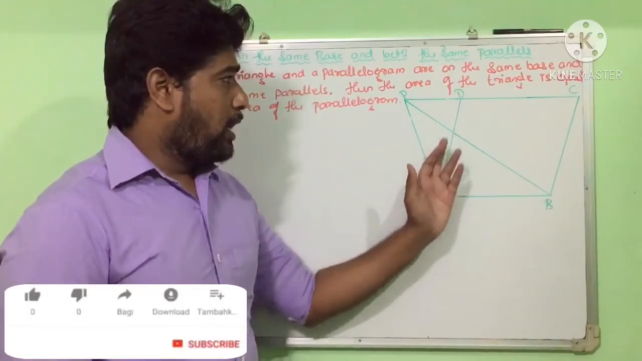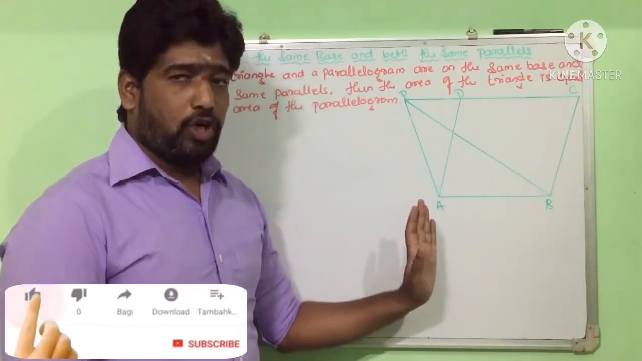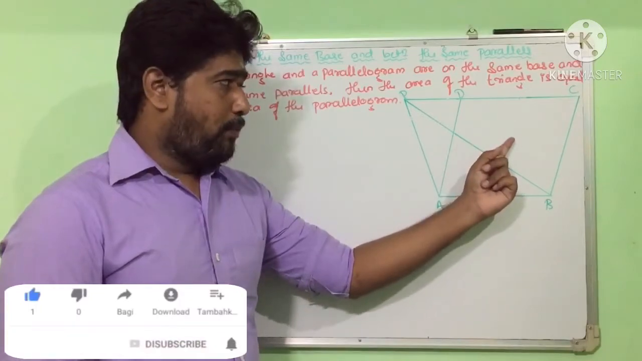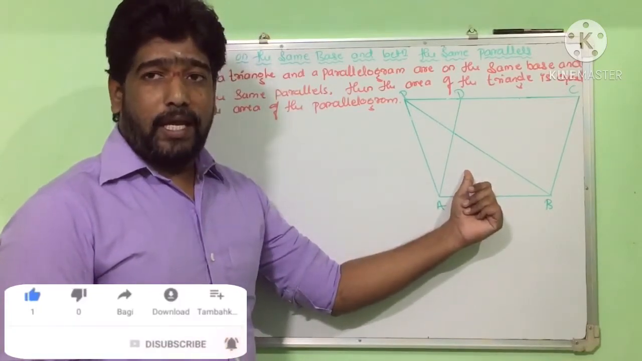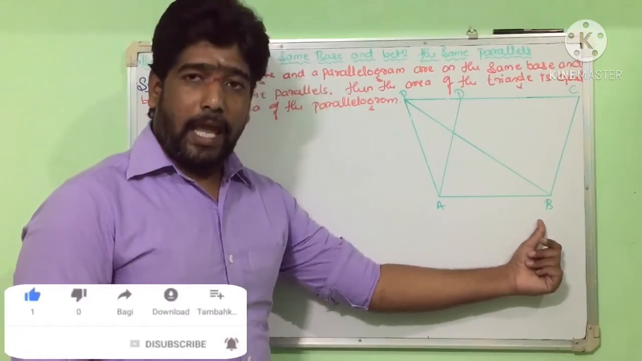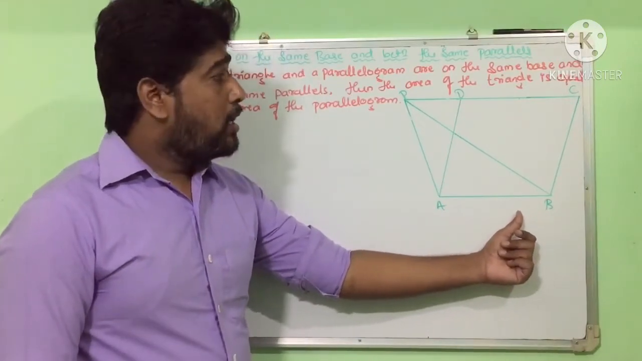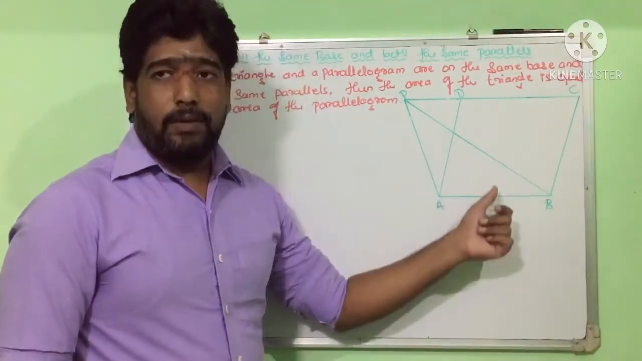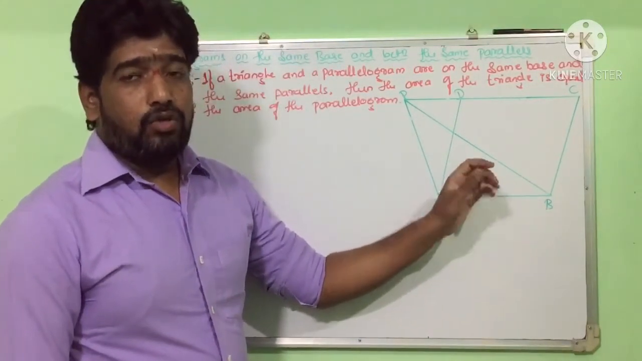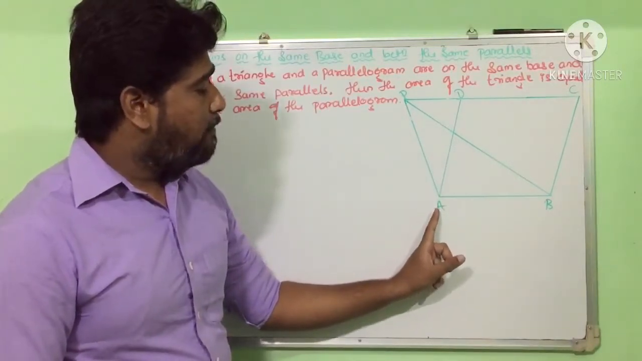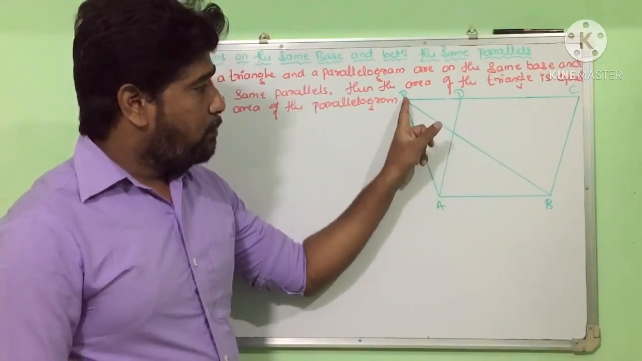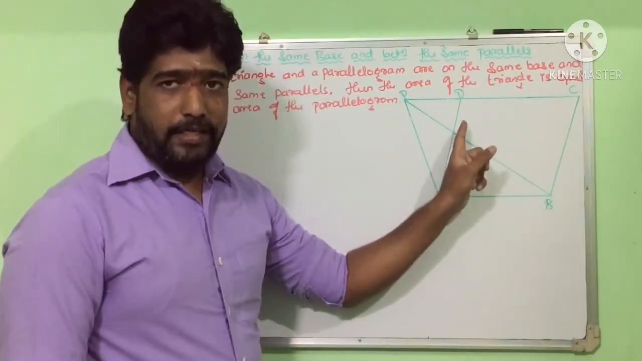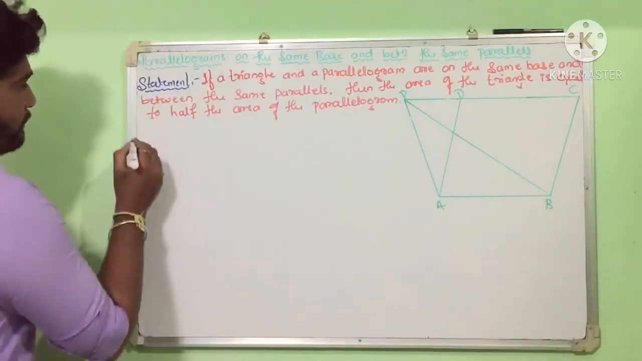So here they have given one parallelogram ABCD and another triangle ABP. So here one parallelogram and one triangle have the same base AB and are between the parallels PC parallel to BD. So they are between the two parallels. So here we want to prove the area of ABP is equal to half of the area of ABCD. Is it clear? So first write down given.